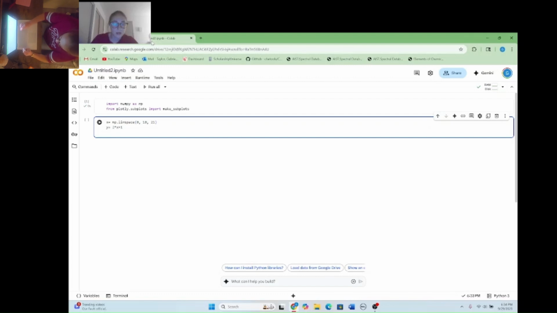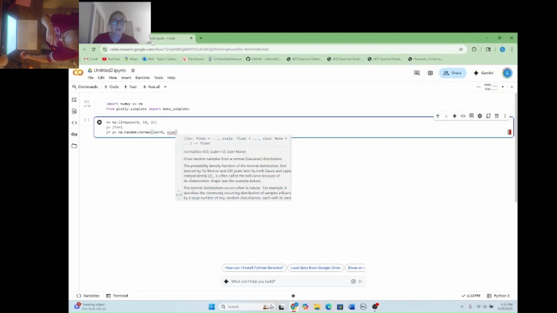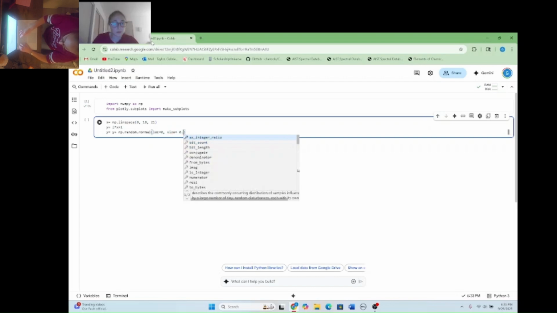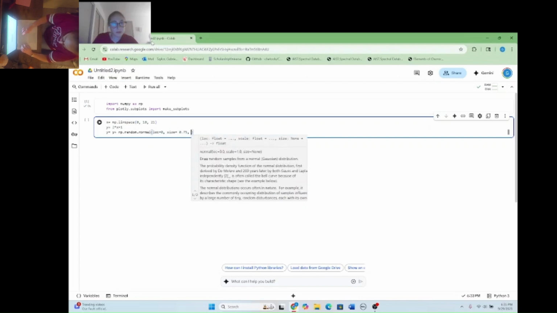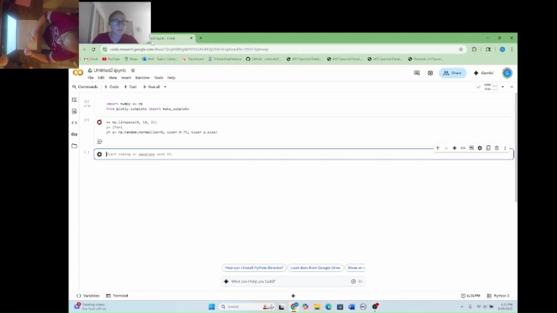So to do this, we're going to do y is y plus np.random. In np.random, you can use a normal distribution, so we have normal here. We're going to do loc is equal to 0, and then size is going to be our standard deviation, which was given to us in the problem as 0.75. And then the next thing is our size, it's going to be y.size. We want it to have the same size as y. So shift enter.